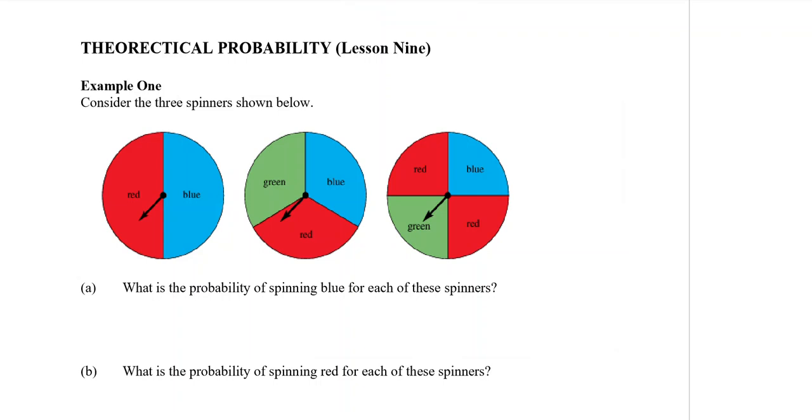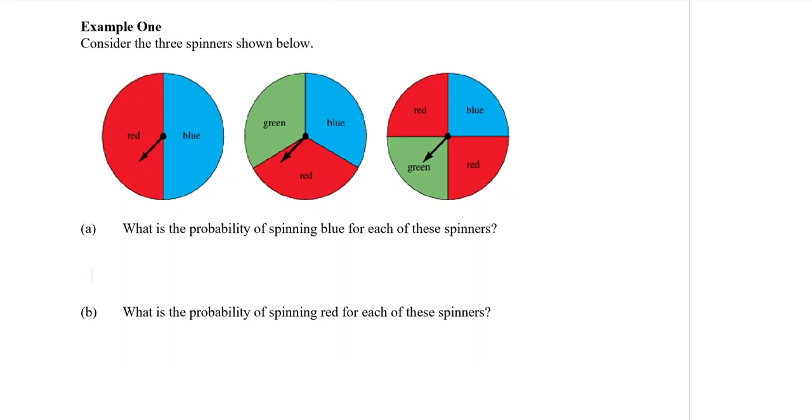So today we are looking at theoretical probability, and we're going straight into the examples. Example number 1. Consider the 3 spinners shown below.